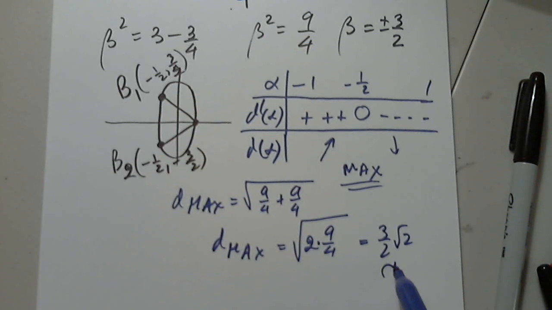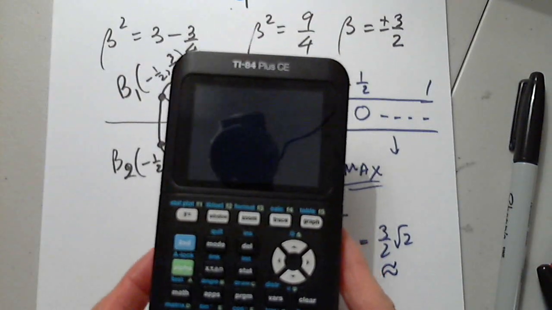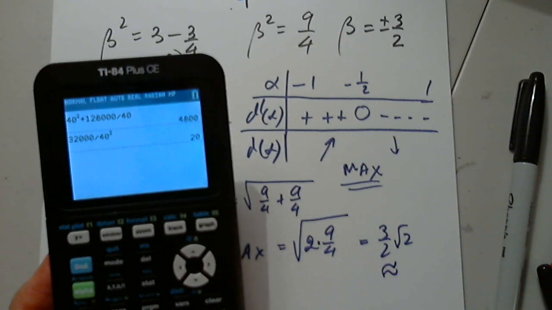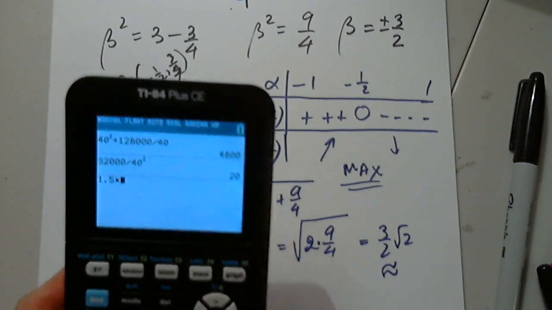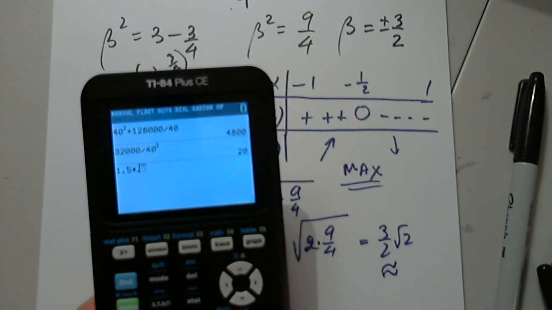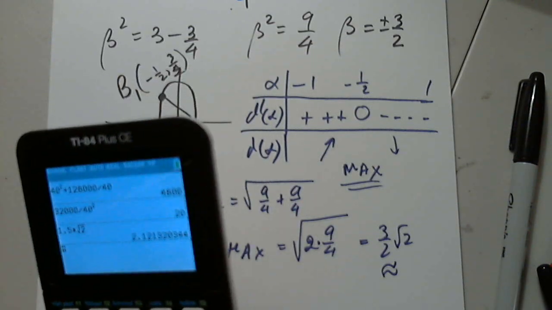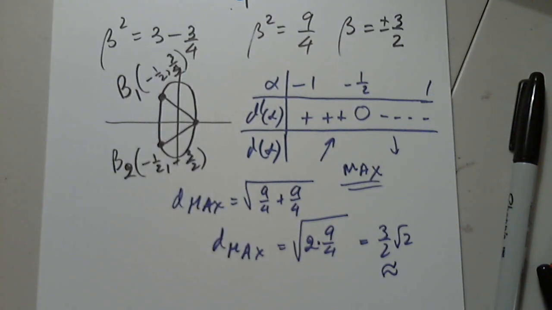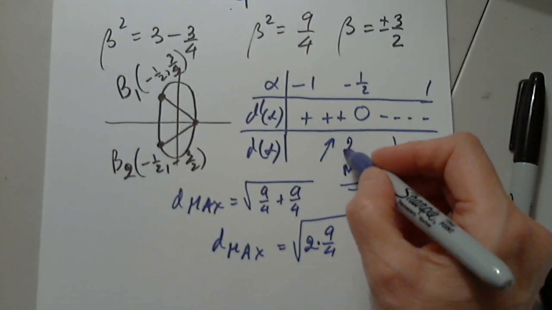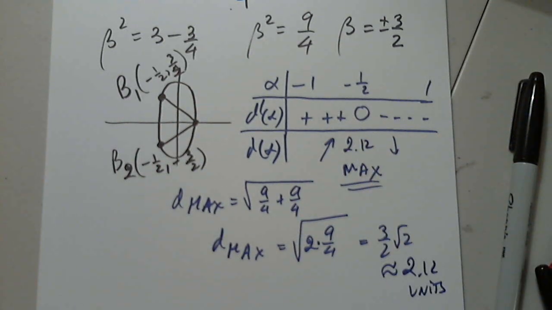And I have to approximate this because I'm not going to tell you that I have in my pocket 3/2 the square root of 2. So 1.5 times the square root of 2. It's 2.12 units. And that's the distance. That's the maximum distance.